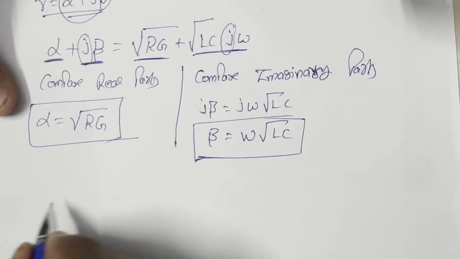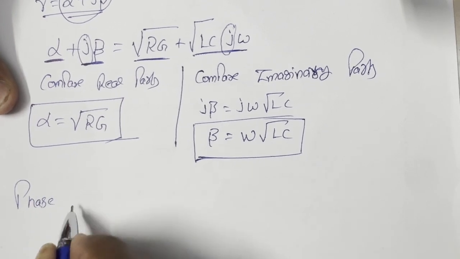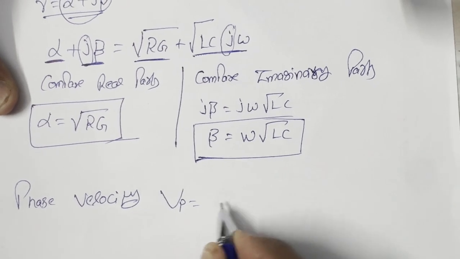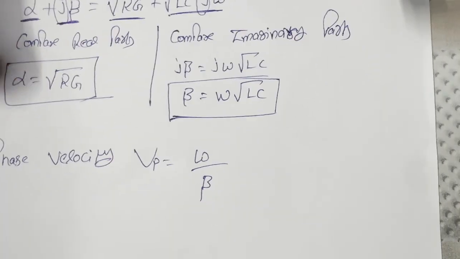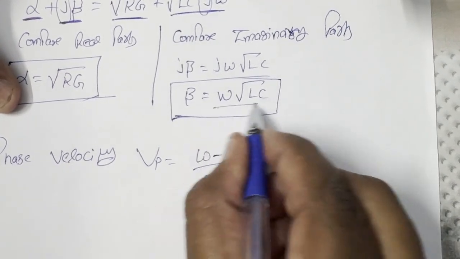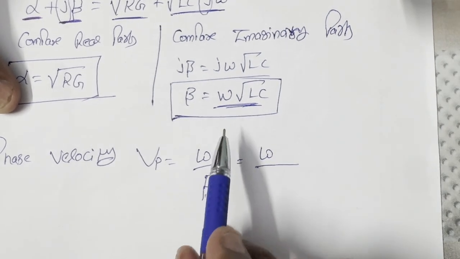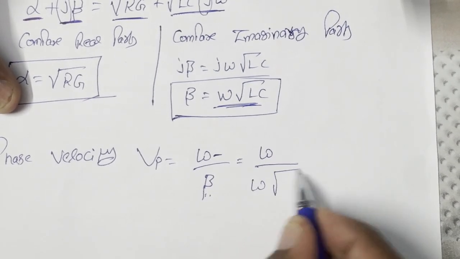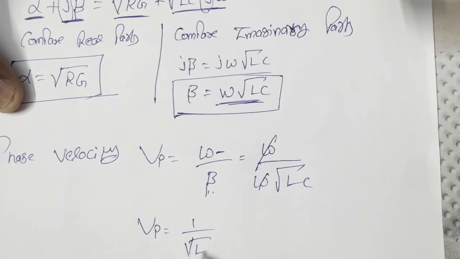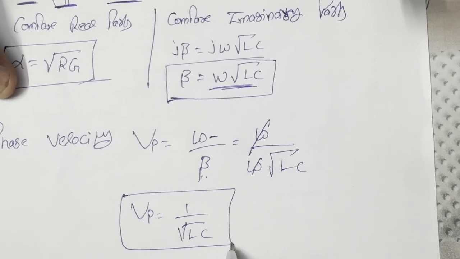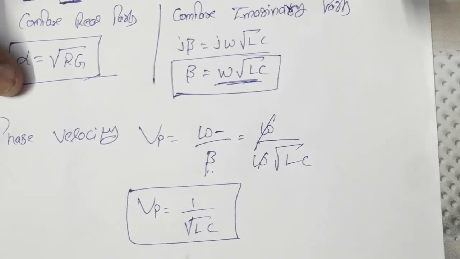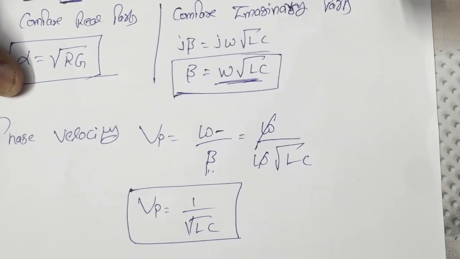And finally, the phase velocity Vp equals omega by beta. Here beta is omega root LC in case of distortionless. So omega by omega root LC, these two get cancelled. Vp equals 1 by root LC. It is the phase velocity for a distortionless transmission line. These are the components for a distortionless transmission line.